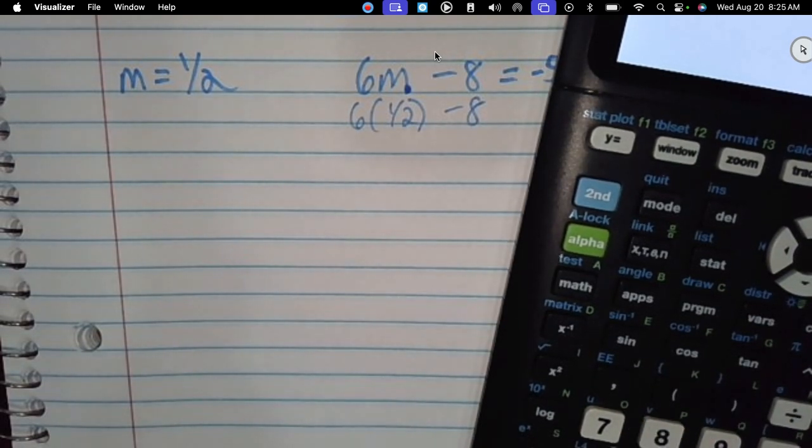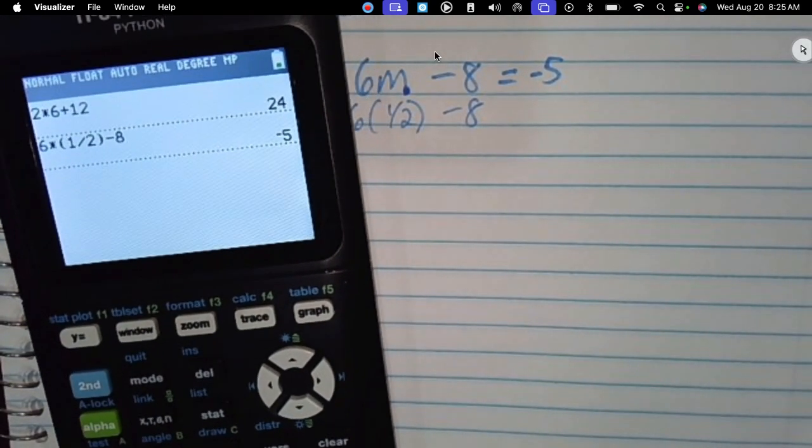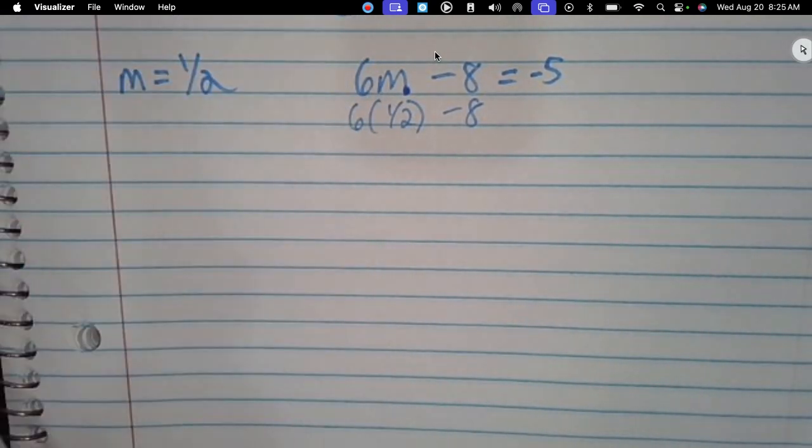minus 8. Oh, y'all can't even see that. I'm sorry. 6 times 1/2 minus 8. Does it equal? Yeah, so is it a solution? Yes, that's all it is. Yes, it's a solution.